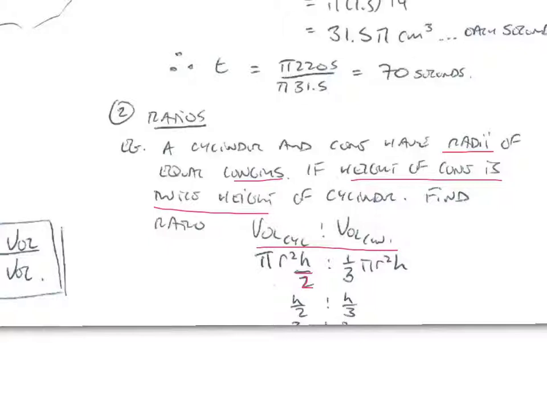Okay, so now we've taken into account that the height of the cone is twice the height of the cylinder by dividing the height of the cylinder by 2. So pi r squared and pi r squared would cancel, and we end up with h over 2 to the ratio of h over 3. If we cross multiply, that gives 3h to 2h, and if the h's cancel, the ratio of the volume of the cylinder to the volume of the cone is 3 is to 2.